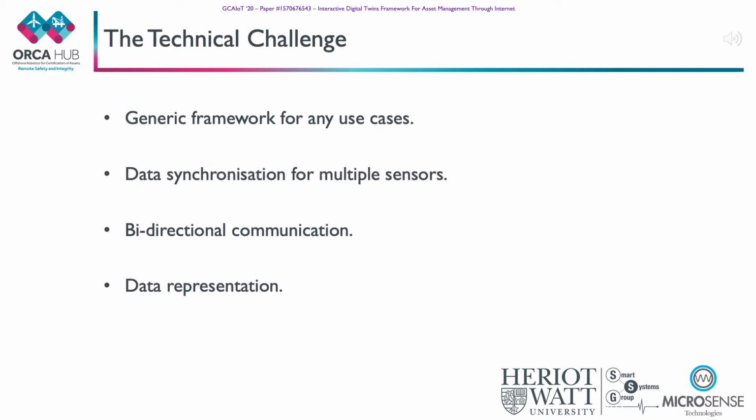So let's talk about the technical challenge. According to our research, we addressed that most of the digital twin models were only designed for the certain use case, which means it is not easy to adapt the framework into other use cases. Data synchronization is another challenge, as it is one of the key elements to enable placing multiple sensors in a workspace and ensure the data describe the same event at the same time. Also, most of the digital twin models do not include the function of bidirectional communication.